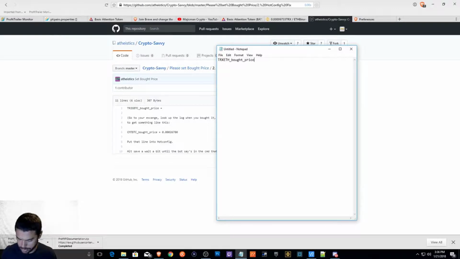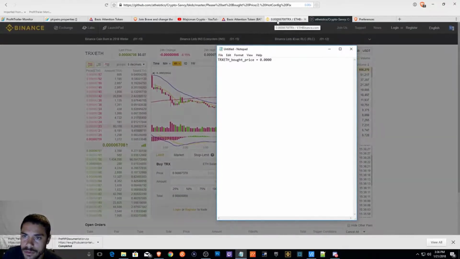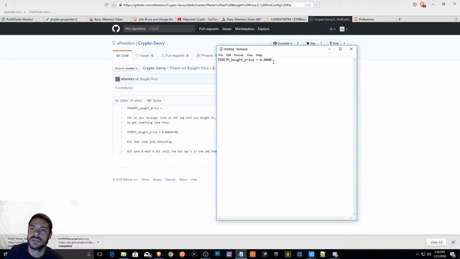Bot price equals 0.00, and for the Ethereum market, I think it's 4 zeros, right? Yeah, it's 4 zeros. 1, 2, 3, 4. And I can put whatever. So I put the bot price at, because the last one I bought, I did buy on the Ethereum market because I was trying to help out.